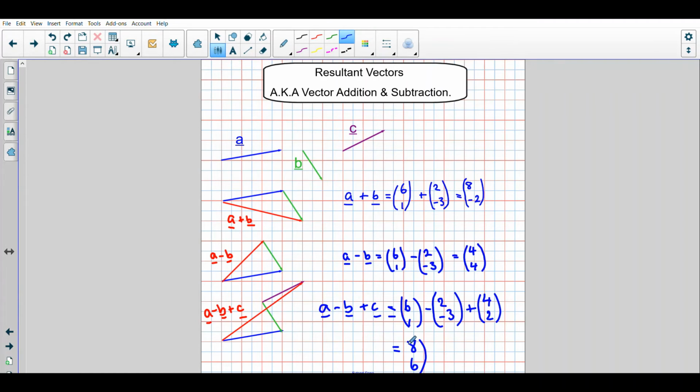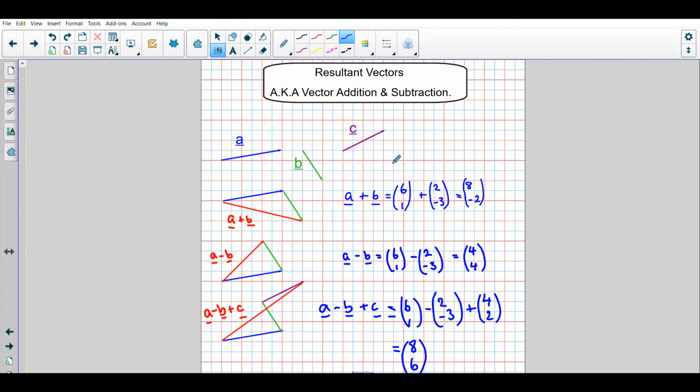Let's check that that component form meets what we expect in the diagram. The red one is our resultant vector. So 2, 4, 6, 8. Yep. And from here, 2, 4, 6. Perfect. So these are the diagrams when we were drawing the vectors, and this is the addition done in component form.